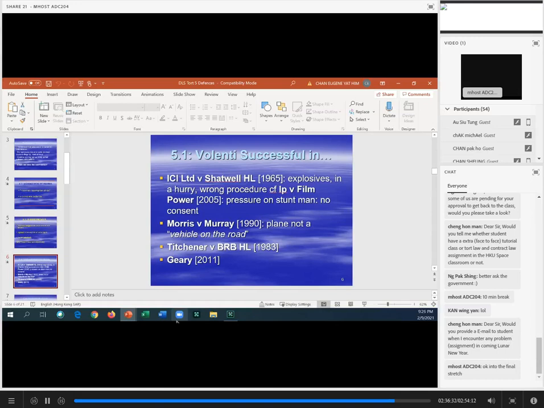So in Morris and Murray, the passenger had voluntarily assumed the risk. He knew the pilot was drunk, he knew the weather was bad, but he hopped on. Okay, so in Morris and Murray, the defence of volenti did succeed, yes. And then there are other cases. Titchener and the British Railways Board on page 121. Titchener is an interesting one in which the defence did succeed. The plaintiff was trespassing on railway premises.